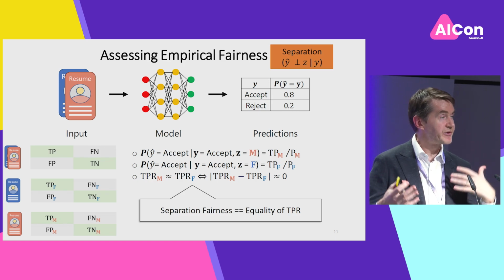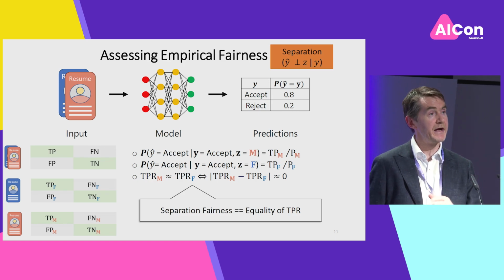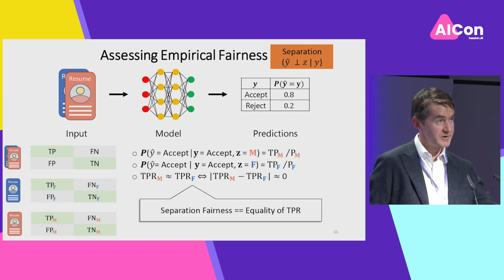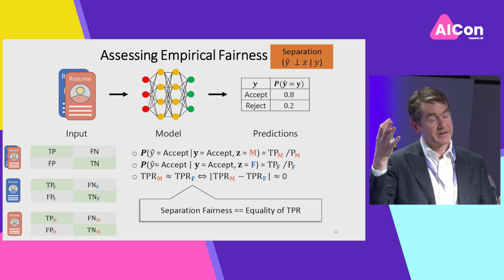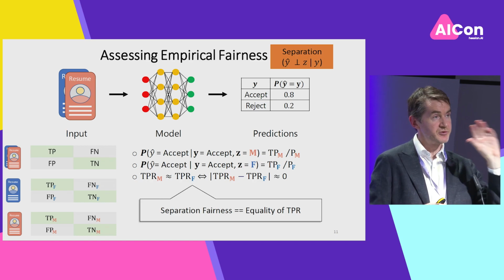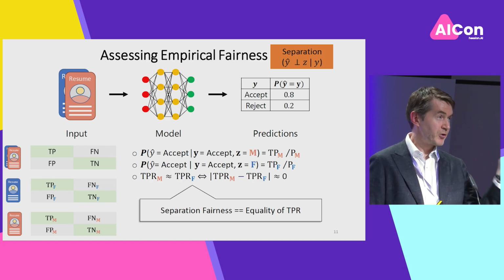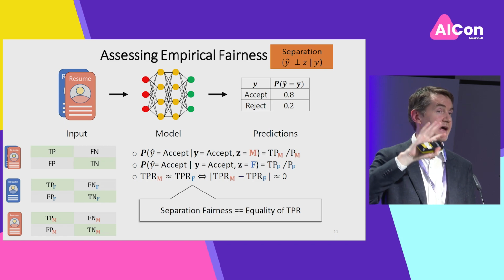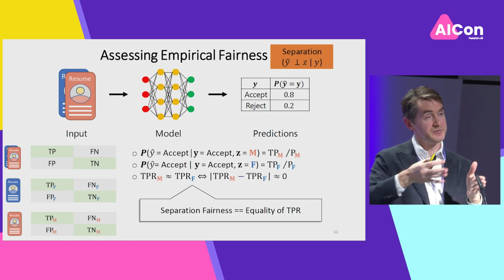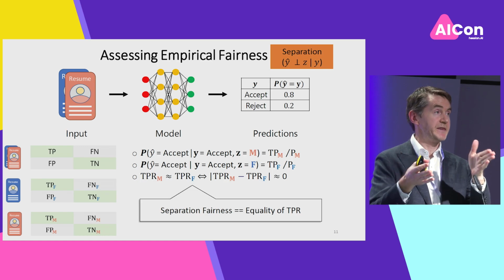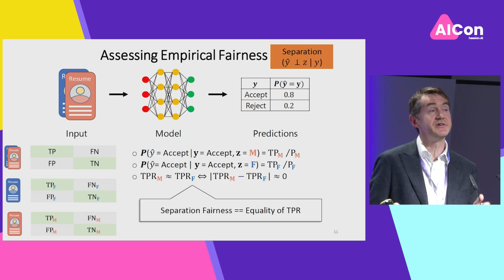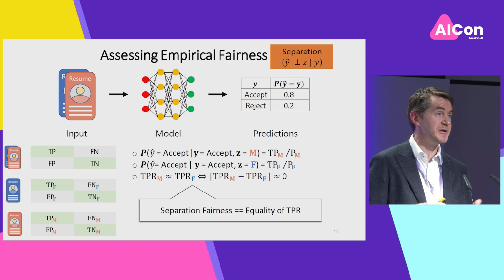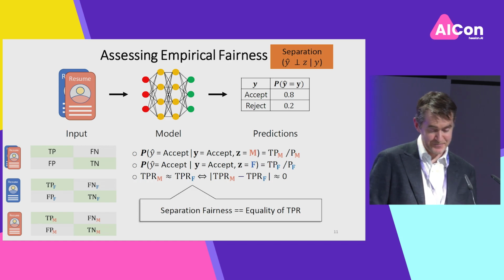So if we're talking about equal opportunity, I look at the absolute difference in the true positive rates across the different protected attributes. I partition my test instances and I look at the true positive rate for each of them, and I want the absolute difference between them to be as close to 0 as possible. If it's 0, it's a truly fair model, which is very rare.